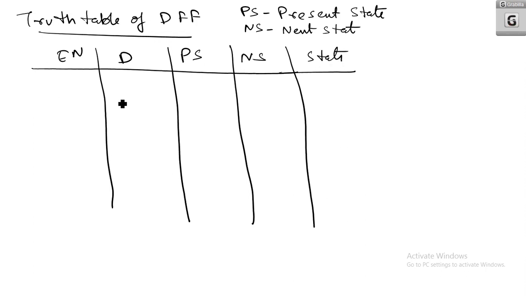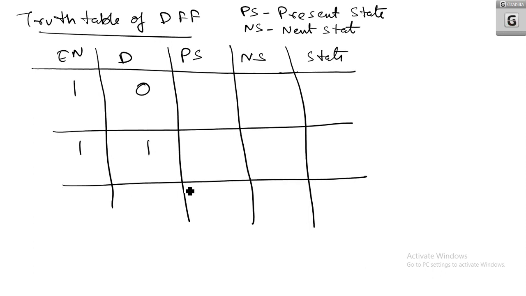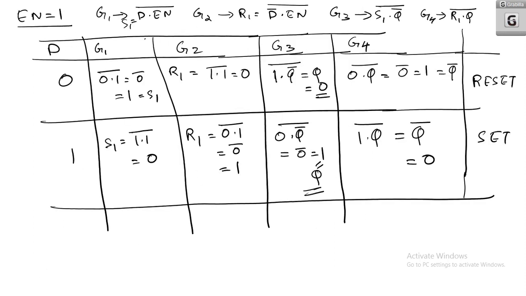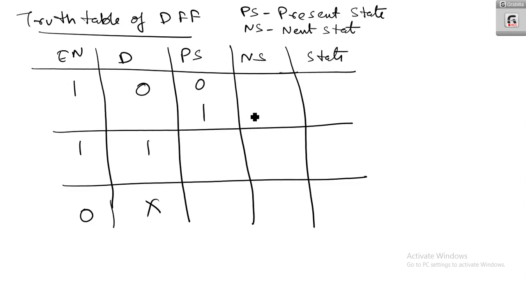Now, first case is enable is equal to 1, D is equal to 0. Second case is enable is equal to 1 and D is equal to 1. Last case is enable is equal to 0; whatever is D, no problem. Now there are present states 0 and 1. When D is equal to 0, what happens? It is basically a reset. Reset means next state becomes 0.